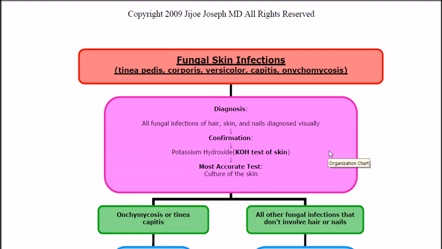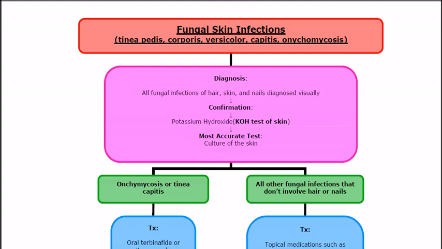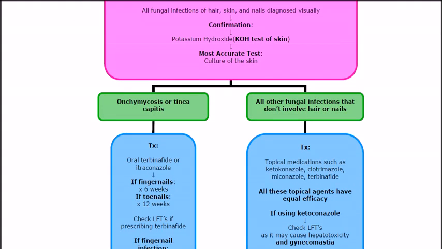Now, here's where our algorithm comes into play, with the treatment of fungal skin infections. You've got to remember two of them for this: onychomycosis or tinea capitis, because all other fungal infections that don't involve the hair or the nails are going to be different. Not completely different, but there's going to be something distinguishing in between. So onychomycosis or tinea capitis, how are we going to treat them?